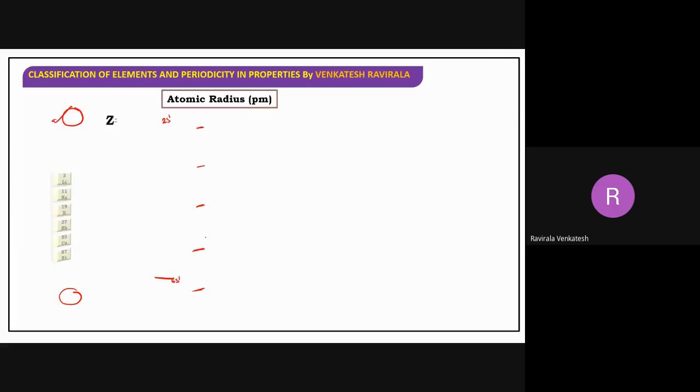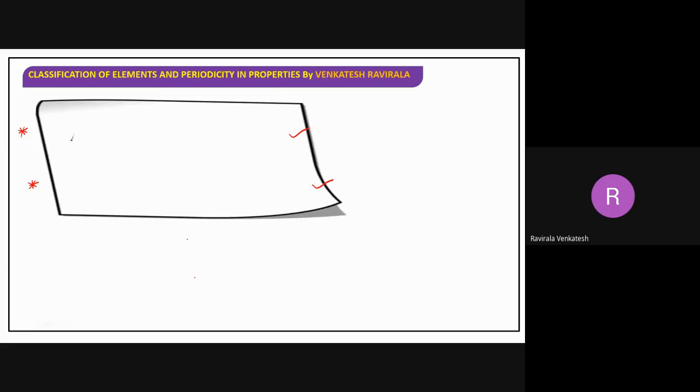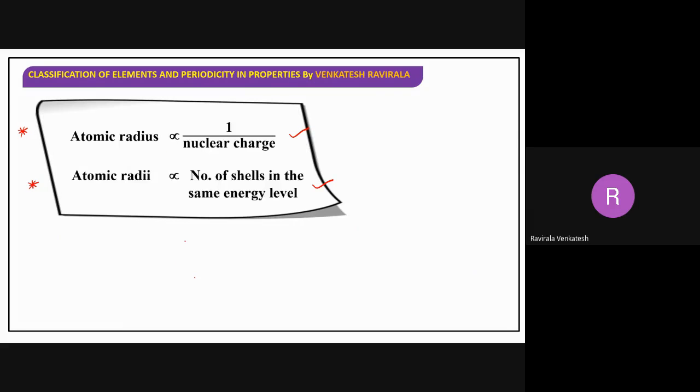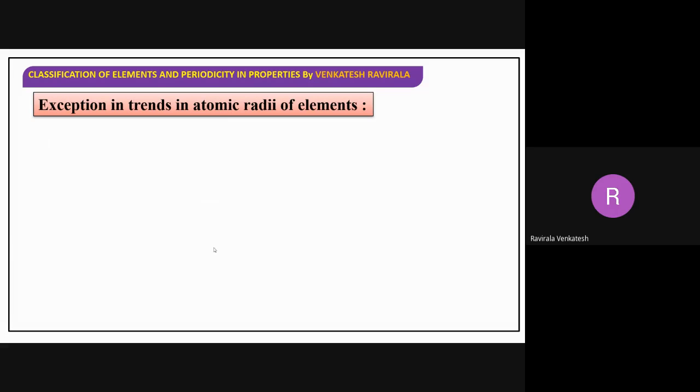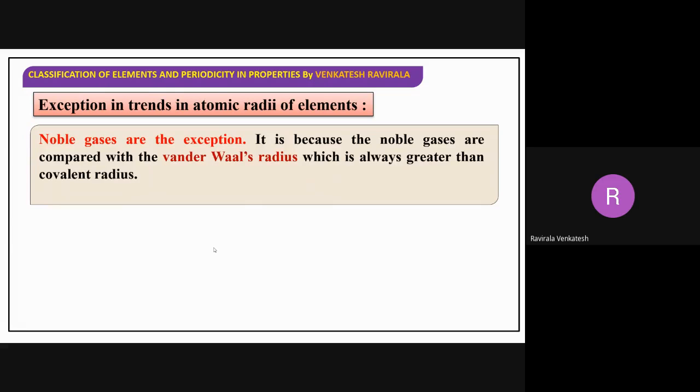Let me see what exception you have here. See, what type of radius do these noble gases have? Just now I told you. They have Van der Waals radius. Generally, when you compare with the remaining covalent and metallic radii, this Van der Waals radius is larger. That is the reason they have some exception, more than the seventh group elements. So this is the reason you have to remember.